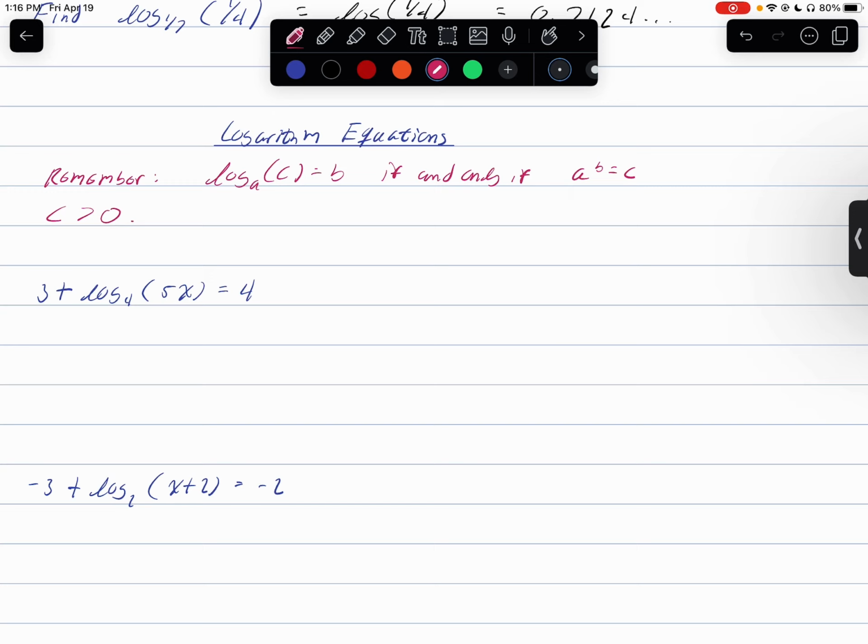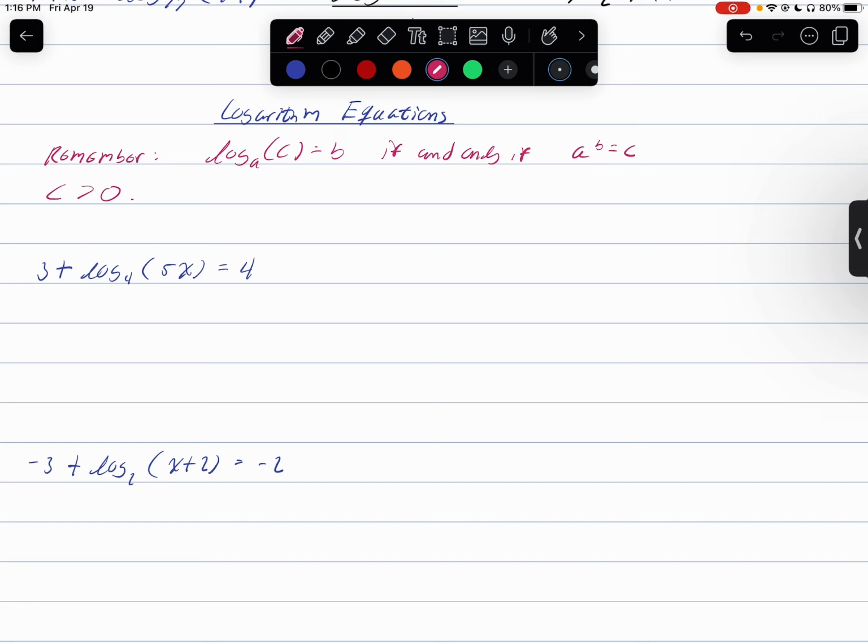So here we have 3 plus log base 4 of 5x is equal to 4. Anytime we're solving for x, you want to get x by itself on one side, so you slowly want to start working in that direction. Let's go ahead and take 3 away from both sides of the equation. Then we're going to have log base 4 of 5x is equal to 4 minus 3, which is 1.